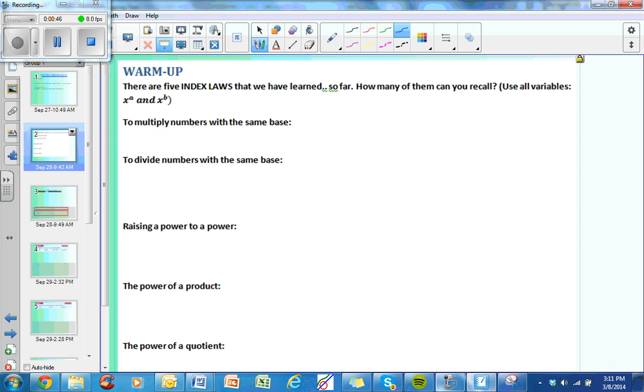So far we have learned 5 index laws, and I want you to think how many of them you can recall. And let's try to express them in terms of variables. X to the A and X to the B. And I'll give you an example. If I am multiplying 2 powers that have the same base, X to the A times X to the B, I can simplify that by adding their exponents together. So that's X to the A plus B. Pause the video for a moment to answer the rest of these, and when you turn it back on, you can check your work.